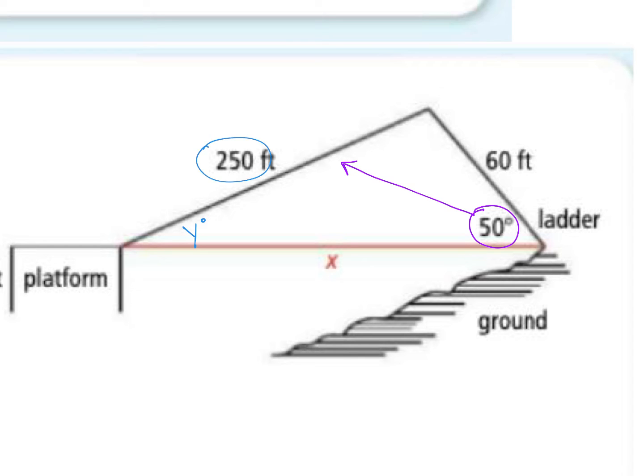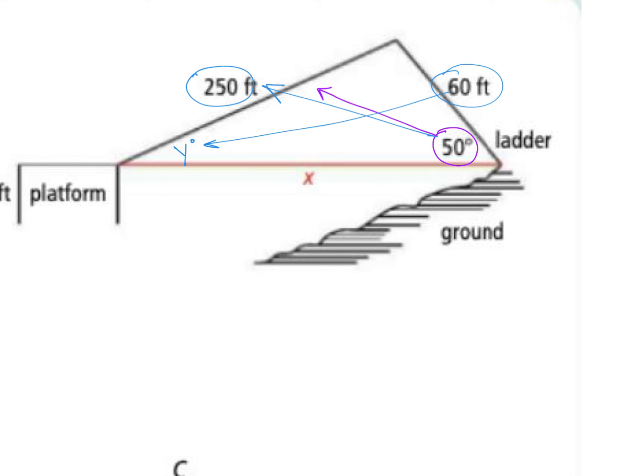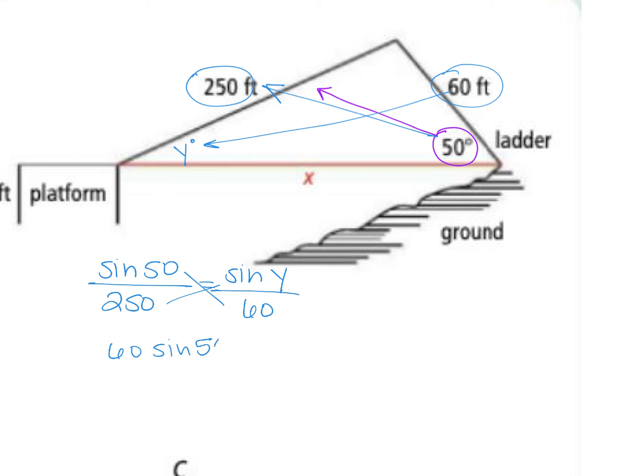Yeah, because those are two pieces of information, and these two pieces of information we can set up in the law of sines. So here's what we're going to do. It's a very complex problem here. You're going to say sine of 50 over 250 equals the sine of y over 60. Okay, now cross multiply that. So 60 sine 50 equals 250 sine y.